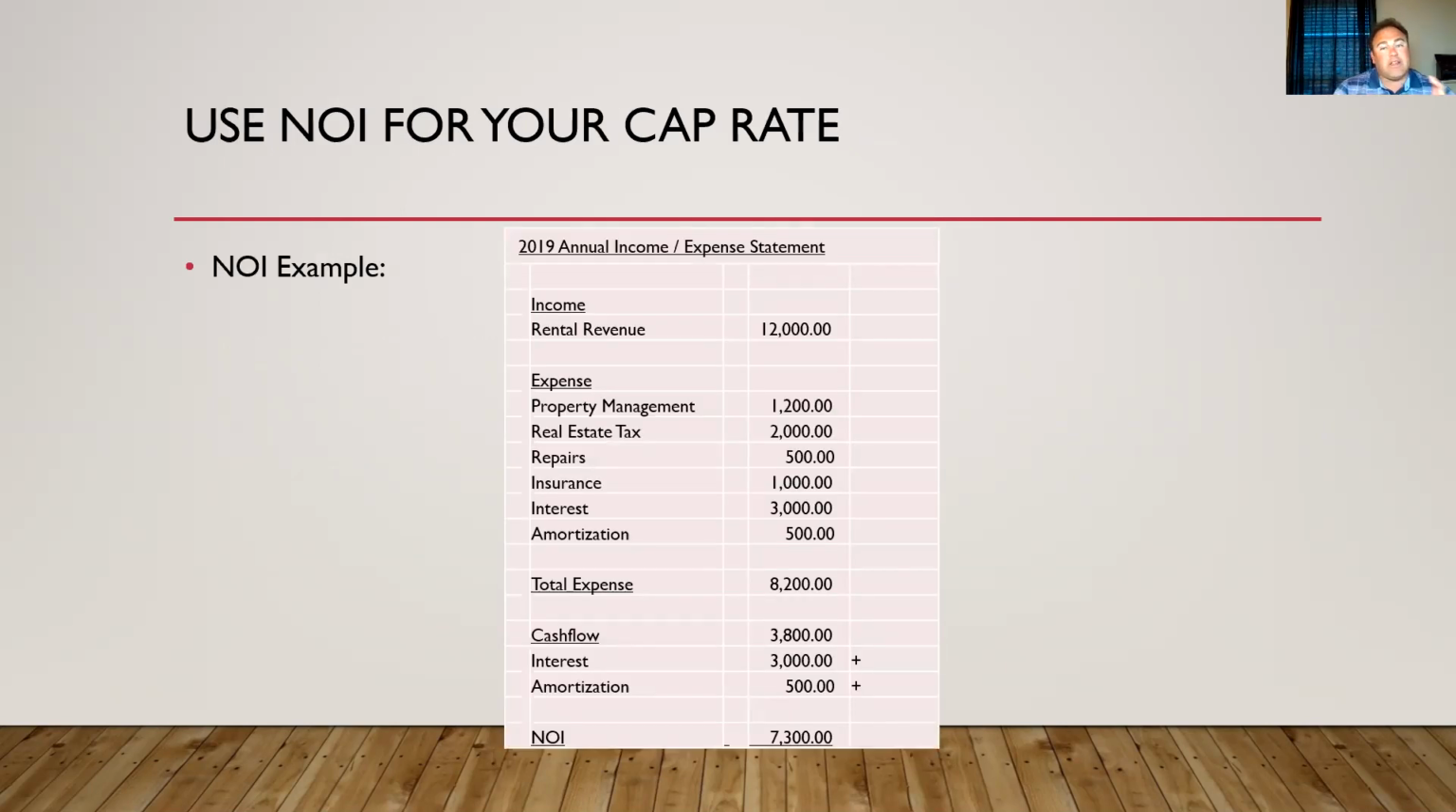Again, real quick, we're going to use the NOI. The way we calculate NOI is top line revenue, our rent revenue, minus all of our expenses, and then we would have cash flow. We then add back interest, amortization, depreciation, and capital expenditures to get to that NOI number, because we need that NOI number when we're looking at cap rates. We're either going to calculate the NOI, or we're going to use the NOI to calculate the cap rate.